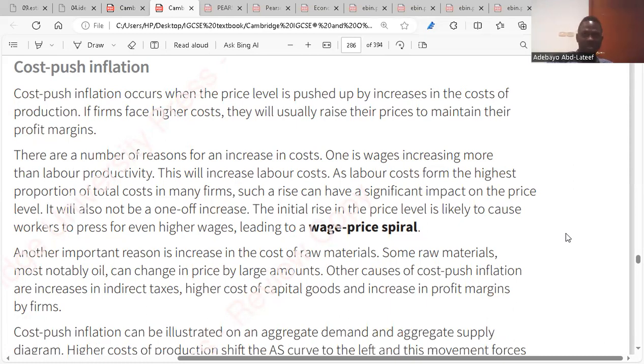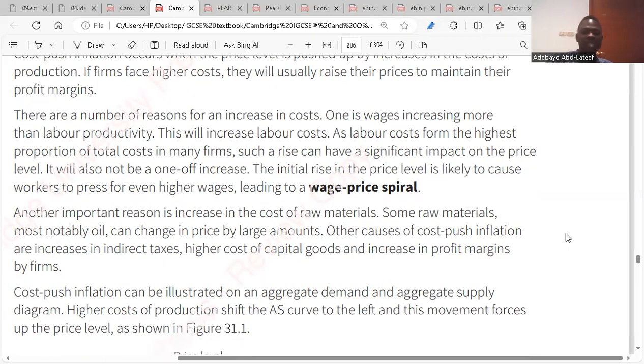Cost push inflation is not a one-off thing. It's a two-way thing, because as soon as prices are increasing, workers would also push for more wage increase to meet up with their disposable income. So as high cost has been transferred to prices, it will make workers push for more pay to meet up for their disposable income.